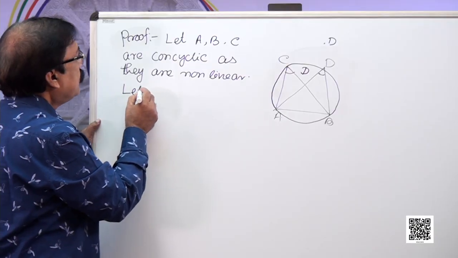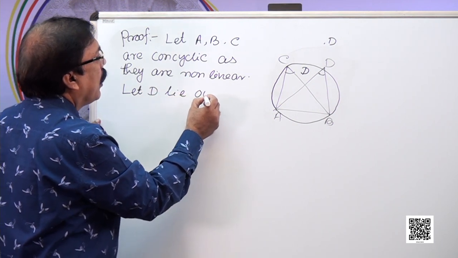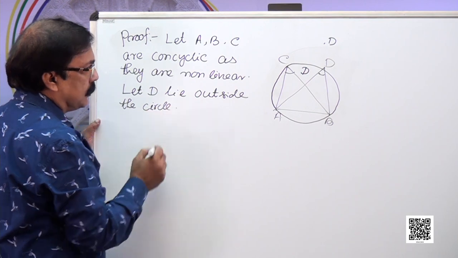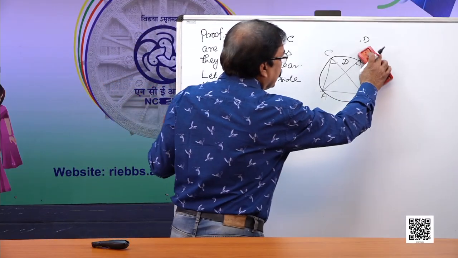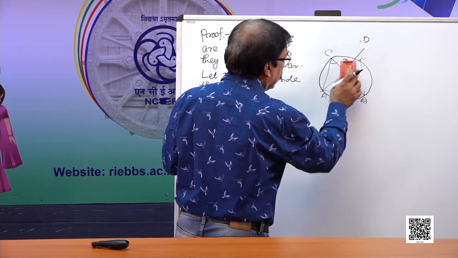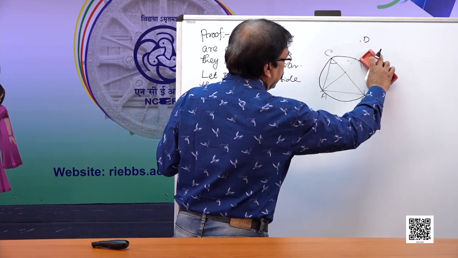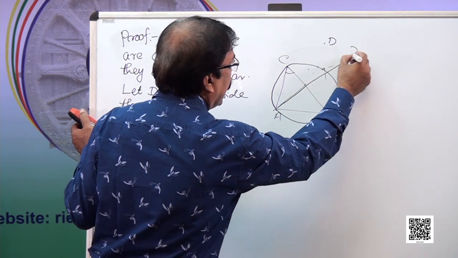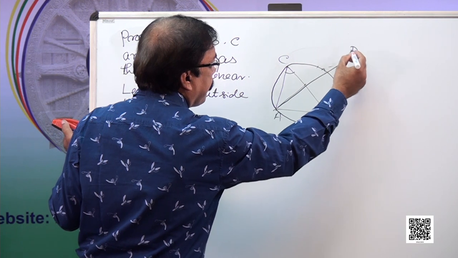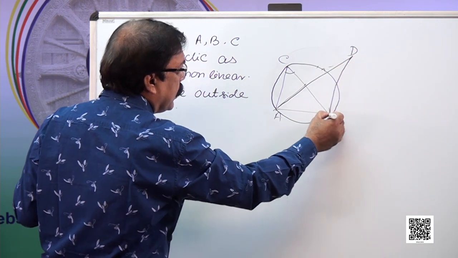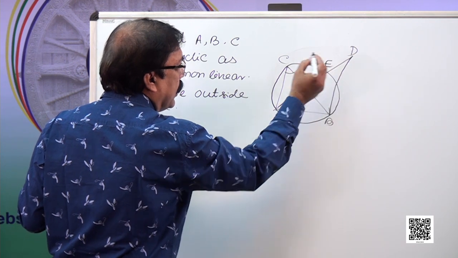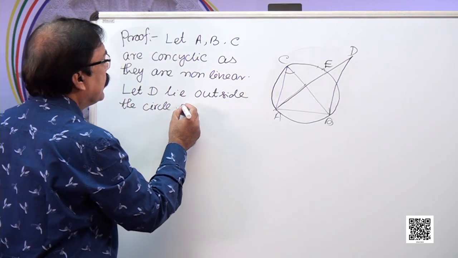So, let D lie outside the circle. So, if D lie outside the circle, then see what happens. D lies outside the circle, and here if we join this here B, this will intersect this circle, AD will intersect the circle say at E. So we can write, then draw AD and let it intersect the circle at E, then join say BE.